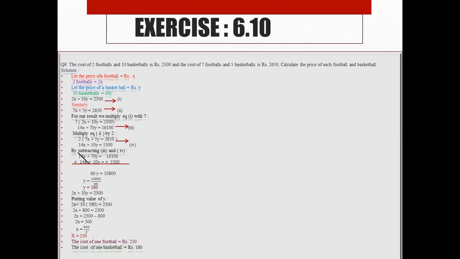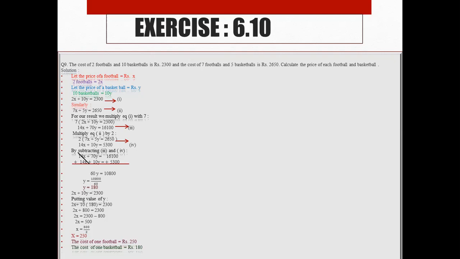The cost of 2 footballs and 10 basketballs is rupees 2300 and the cost of 7 footballs and 5 basketballs is 2650. Calculate the price of each football and basketball. Again, we suppose football x and basketball y. 2 footballs mean 2x, 10 basketballs mean 10y. They both become 2300. So we write 2x plus 10y is equal to 2300. This is equation number 1.